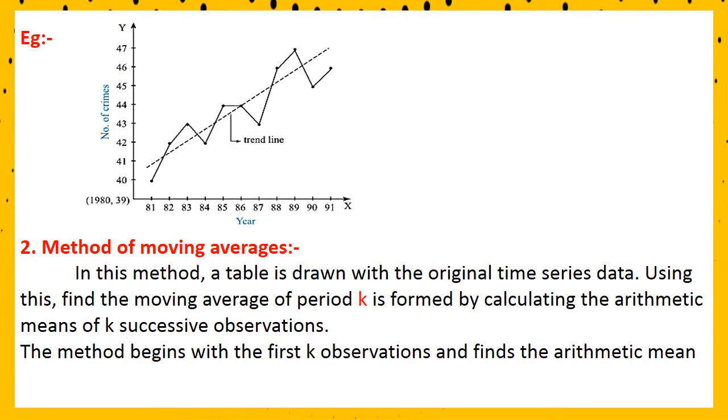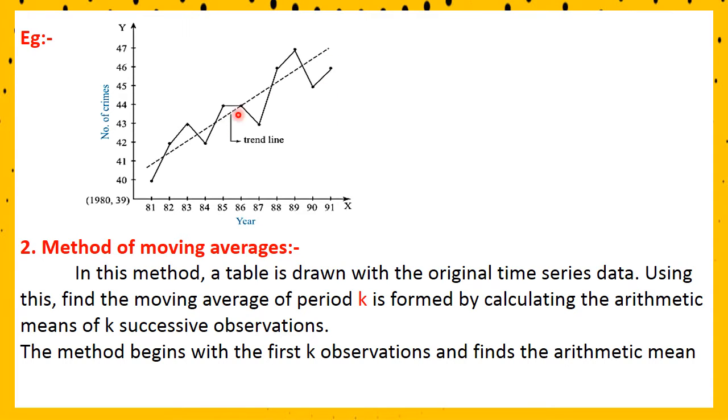Let us see one example for the graphical method. Here the data is given years and the number of crimes in the years. And first we will draw this curve using the given data by plotting the points. In 81 there are 40 crimes, and 82 42 crimes, 83 43 crimes, and etc. And 91 there are 46 crimes.